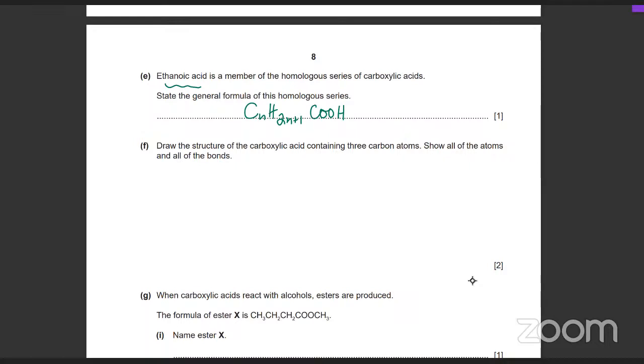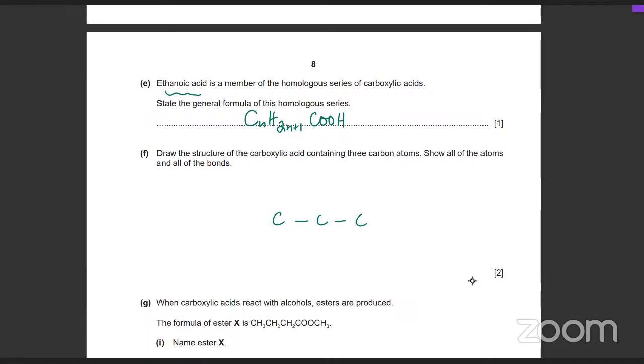So draw the structure of a carboxylic acid containing 3 carbon atoms. What functional group does a carboxylic acid have? Every carboxylic acid has this: double bond O and OH, right? Now tell me, this carbon will have how many H's? 2, okay, to complete 4 bonds. So it's going to have 2 H's. This one will have 3 H's, right? Yes.